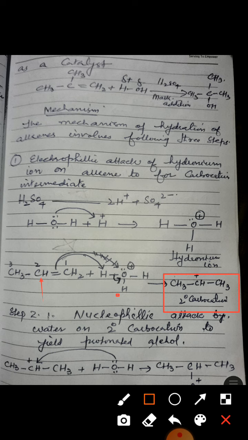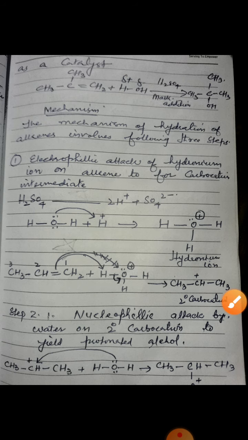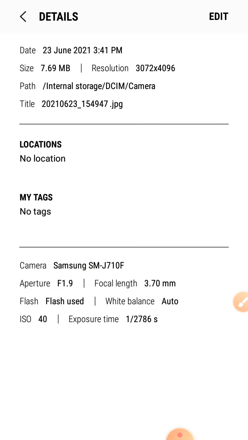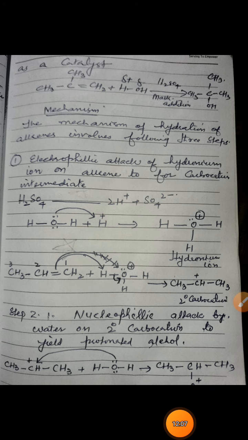तो दूसरे स्टेप में what happened in the next step is that the nucleophilic attack by water on 2 degree carbocation to yield protonated alcohols. इस कार्बोकैटायन पर later on nucleophilic attack होता है किसके ज़रिए? वाटर के ज़रिए. This water attacks on this carbocation to give this product.